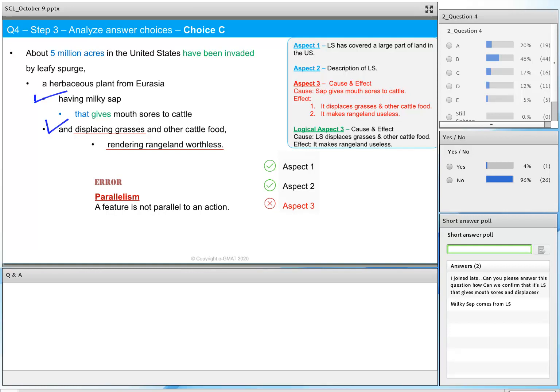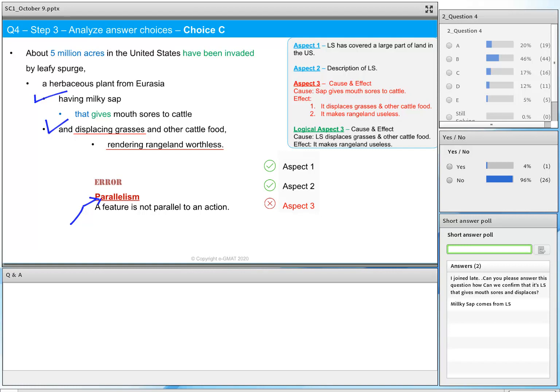But this list is not parallel, because having milky sap is a feature or a characteristic of leafy spurge, and displacing grasses is an action done by leafy spurge. And these two entities are not grammatically at the same level. And that's why choice C is wrong.